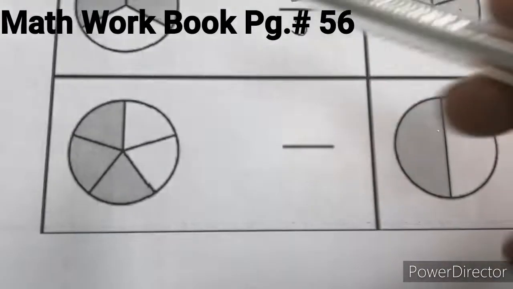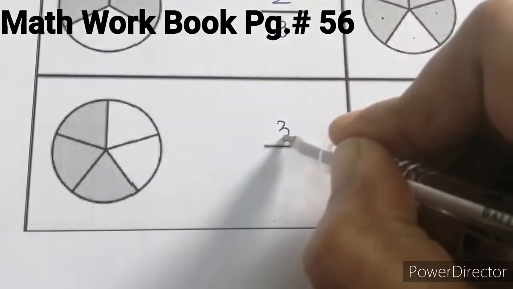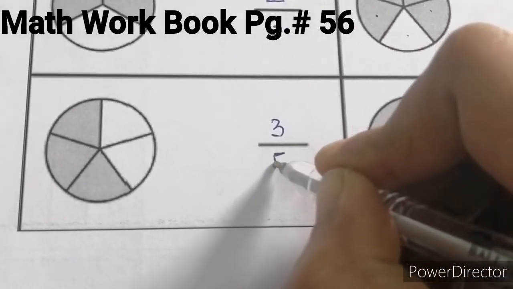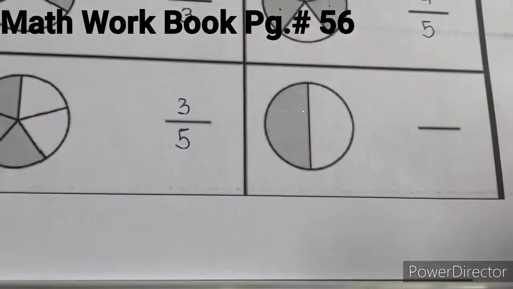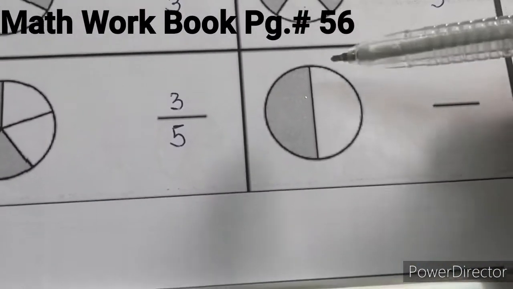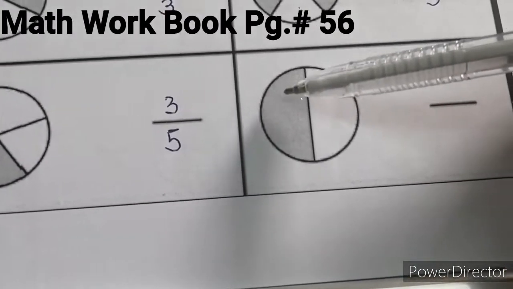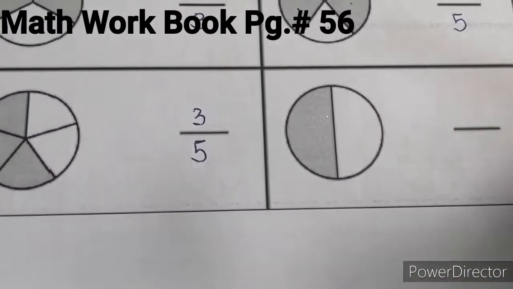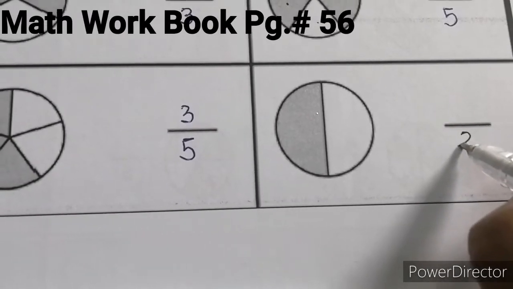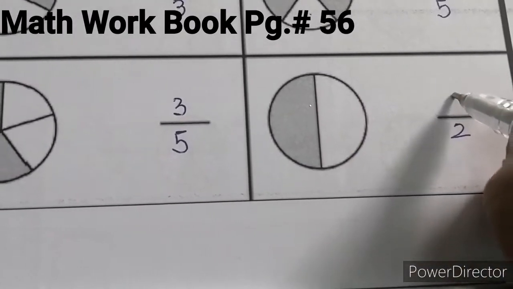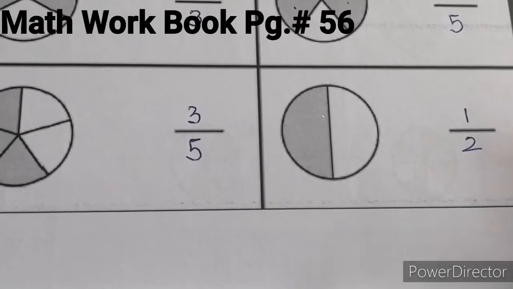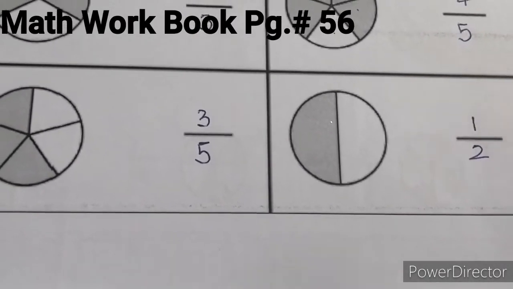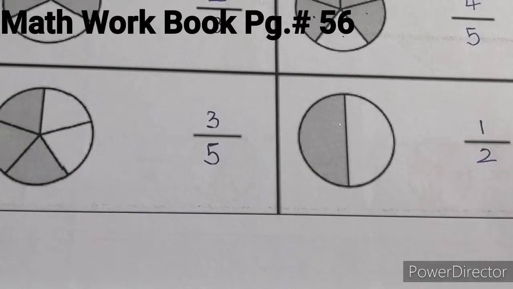One, 2, 3. 3 is shaded and there are 5 equal parts. So 3/5. This is very simple. The circle is divided into 2 equal parts. So 2, and how many of them are shaded? 1. Very good. 1/2 is half. We are dividing into 2 equal halves.